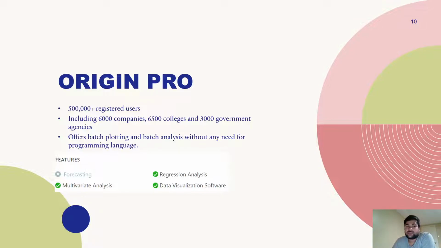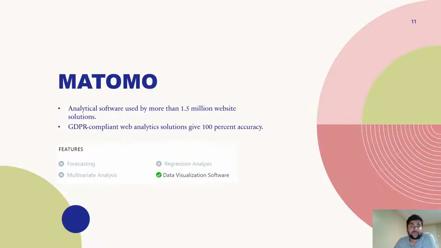One of the features that Origin Pro gives you is that it offers batch plotting and batch analysis without any need for programming language. Some of its features are multivariate analysis, regression analysis, and data visualization software, but unfortunately it does not provide you with forecasting with time series.